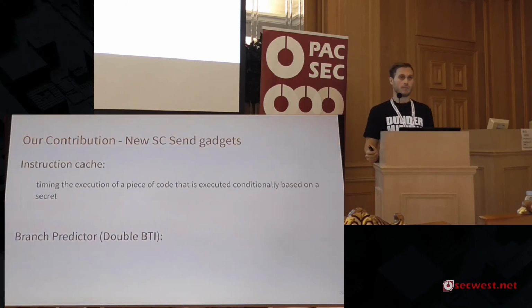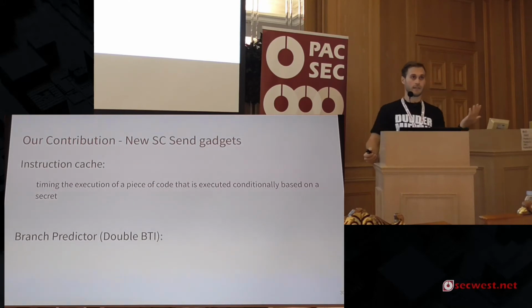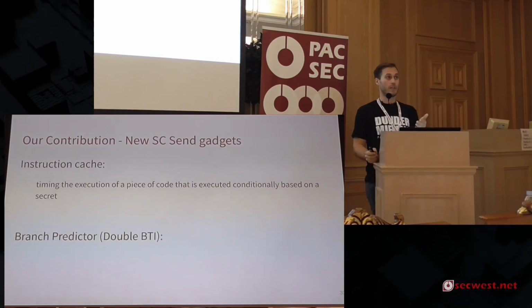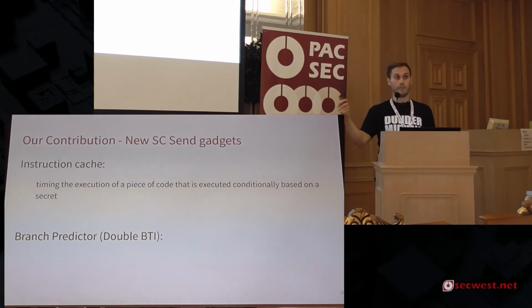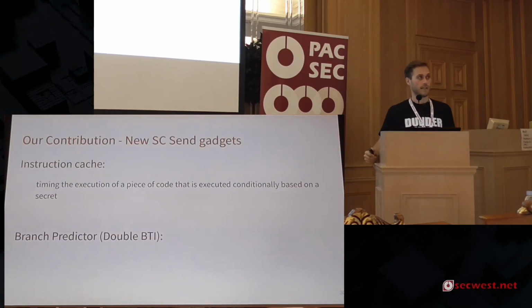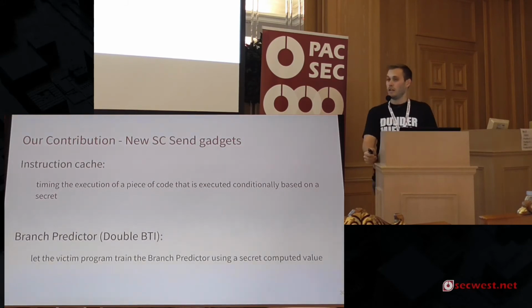In Spectre v2, we always had the attacker training the branch predictor to poison it for the victim. Can we do the opposite? Can we have the victim train the branch predictor for the attacker? The idea is that if this is done based on a secret computed value, then by observing the behavior of the branch predictor, we can leak this secret value.